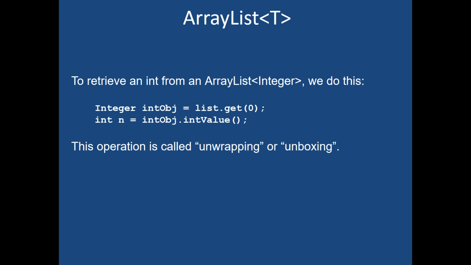It automatically boxes and unboxes for you. 99.9% of the time. There are a few weird cases. And so the only concession you have to make to the fact that these generics can't deal with primitives is when you declare it, instead of saying array list of int, you just have to remember to spell it Integer with a capital I. And then everything should work as if these array lists could contain ints.